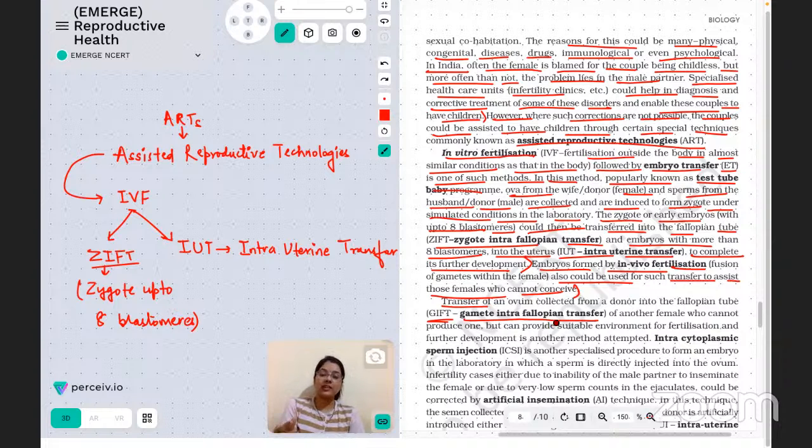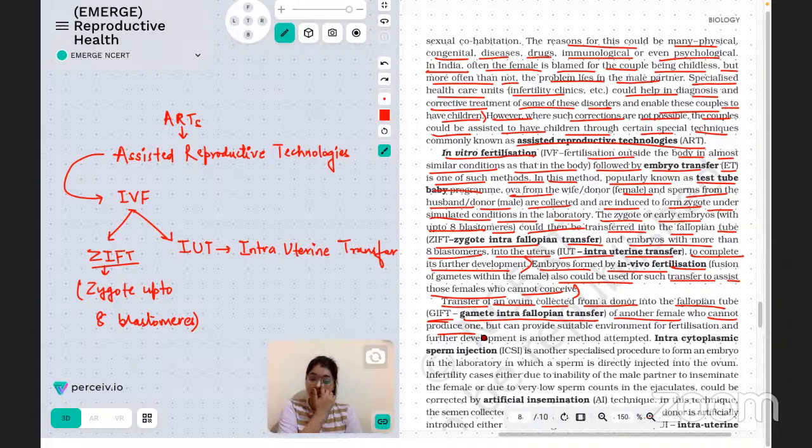So as the word is suggesting, gamete को ट्रांसफर किया जाएगा. कहाँ ट्रांसफर किया जाएगा? fallopian ट्यूब में ट्रांसफर किया जाएगा. Now transfer of an ovum which is collected from the donor female into the fallopian tube of the another female who actually cannot produce the ovum.